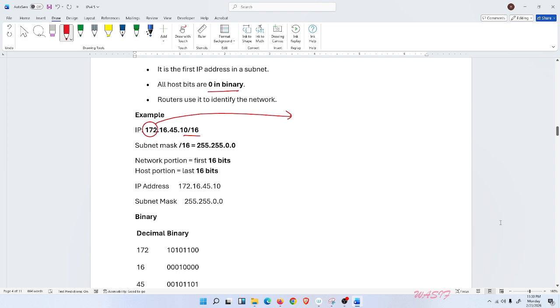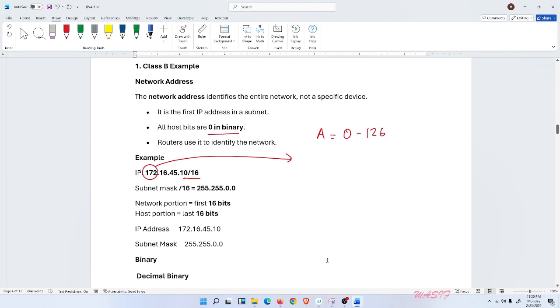If you remember, for class A it's 0 to 126. Sorry, I made a mistake here, it is 1 to 126 for class A. For class B it is 128 to 191. For class C it is 192 to 223. Okay. Now look at here very carefully.